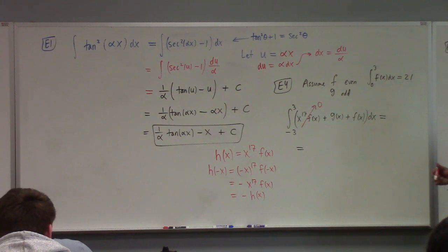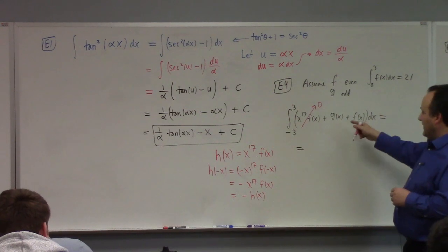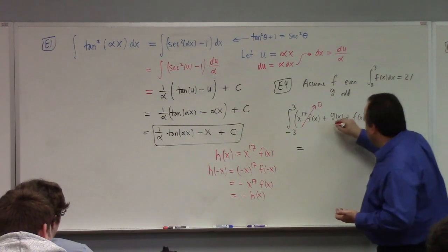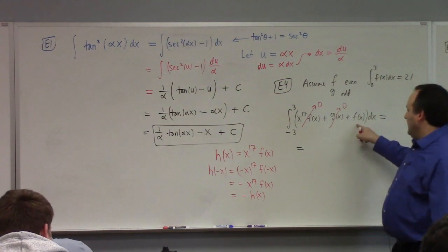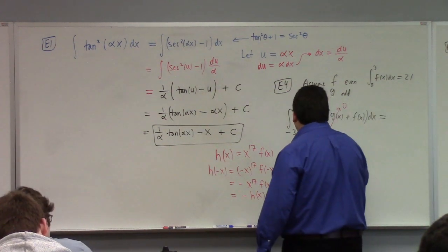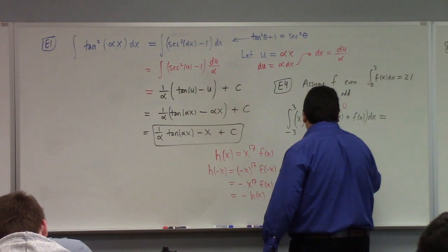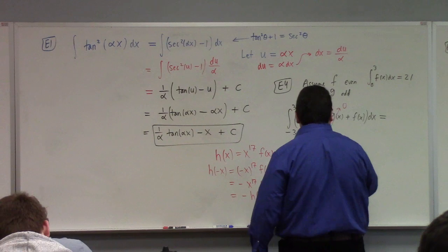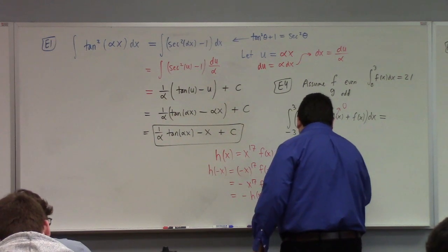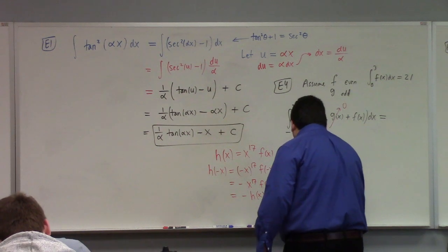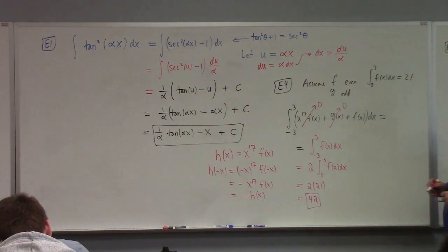Now, on the other hand, let's see here. What did we just say? g was odd. So again, by example 3, this integrates to 0. And so we're just left with the integral from minus 3 to 3 of f(x) dx. But then by example 2, that's 2 times the integral from 0 to 3 of f(x) dx, which gives us 2 times 21, which of course is 42. There you go.